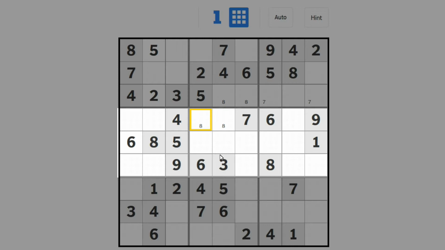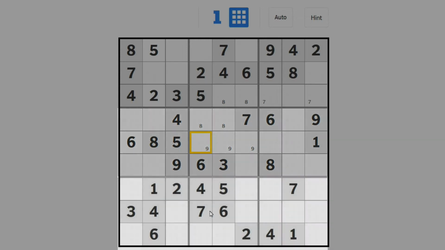And then finally, number 9. Number 9 appears twice. We have a 9 in this block. We have a 9 in this block. Now the number 9 has to be in this block. It can't be in the bottom row, and it can't be in the top row, so it must be in the middle row. And it actually can be in any of these 3 cells. So let's put 9, 9, 9. Okay.